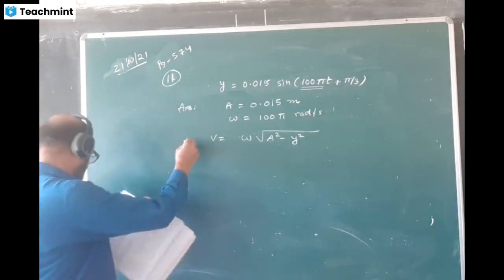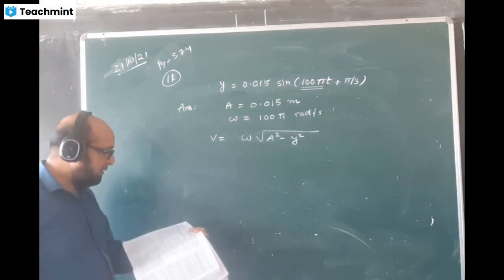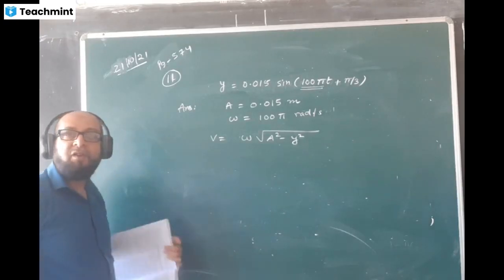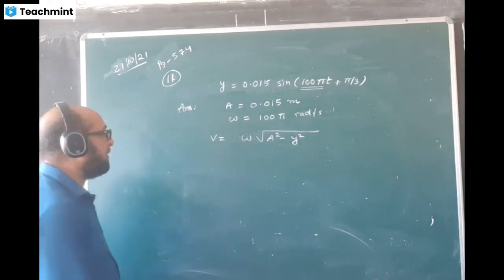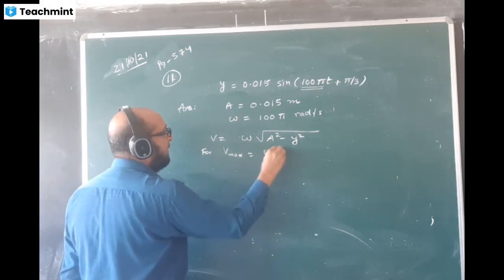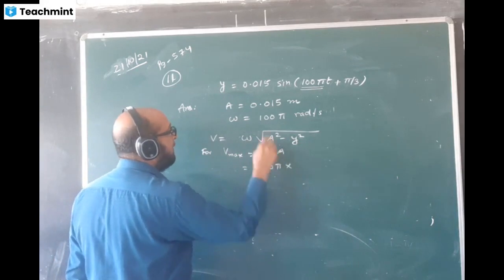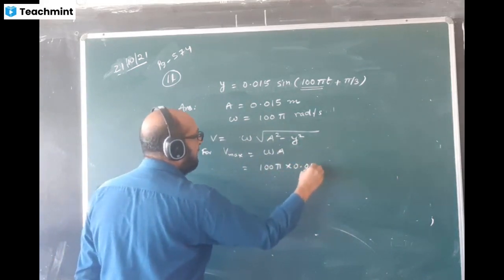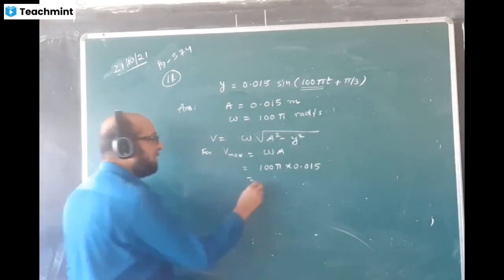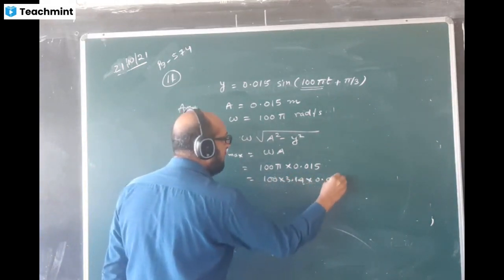I'm sure the first part of question, they're asking find the velocity for a SHM oscillator and also find velocity when y is equal to 0. I'm sure first part they must be asking to find maximum velocity. The first part that for V max, the formula will become omega A, y is 0. We put the value of omega 100 pi and put the value of A, 0.015. Check your answer. Pi value you take 3.14. That means we are writing 100 into 3.14 into 0.015.